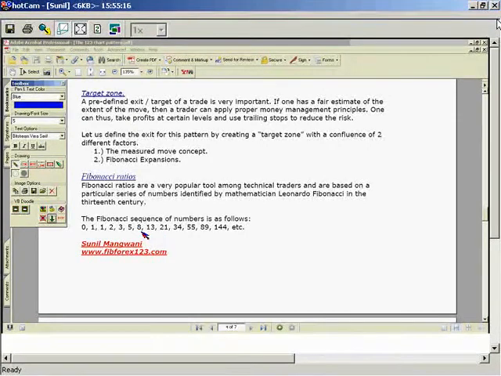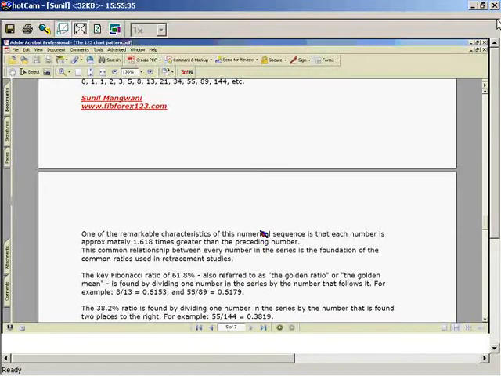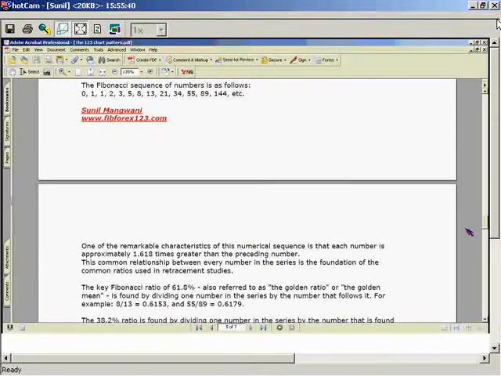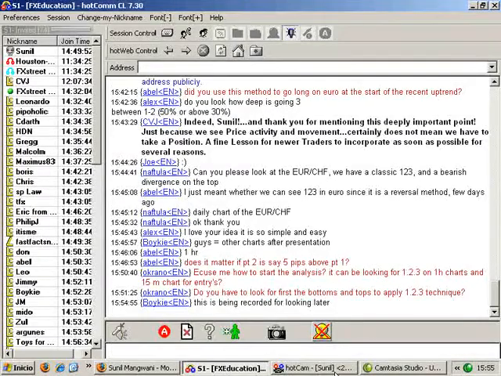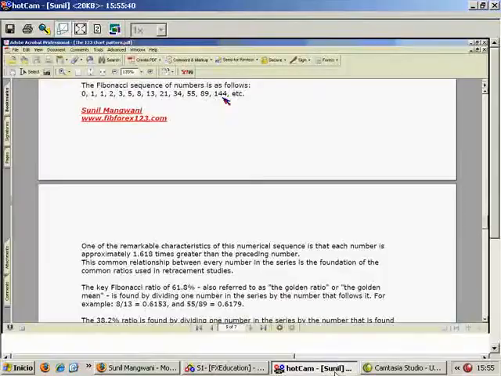So 13 is always an addition of 8 plus 5. 21 plus 34 will give you 55. 55 plus 89 will give you 144. This adds on to infinity. Now, this by itself is not so important, but the remarkable characteristic of this one is that each number is approximately 1.618 times greater than the preceding one. So if you divide 55 by 34, you will get approximately 1.618.